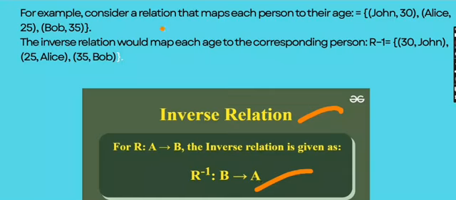See this example: consider a relation that maps each person to their age. John, 30, Alice, 25 and Bob, 35. So John's age is 30, Alice's age is 25, Bob's age is 35. What will be the inverse relation? It would map each age to the corresponding person, R power minus 1. So what will be the answer? Age 30 is mapped to John, age 25 is mapped to Alice and age 35 is mapped to Bob.